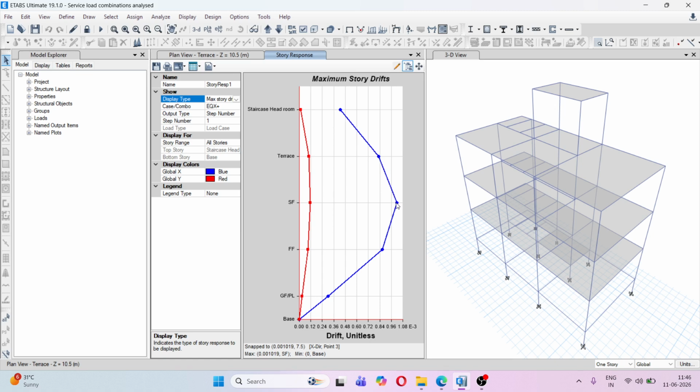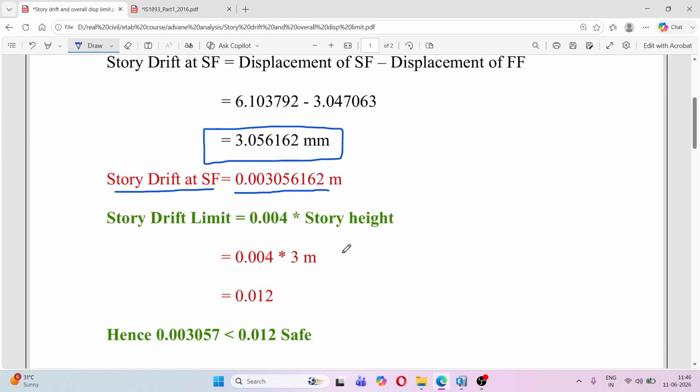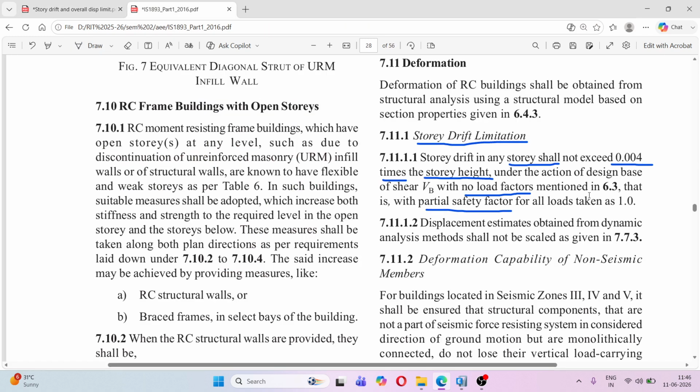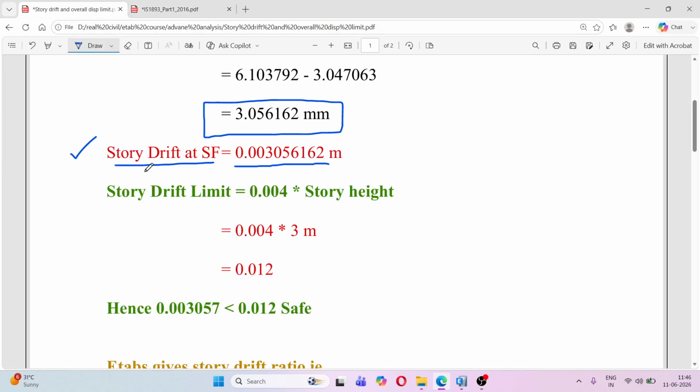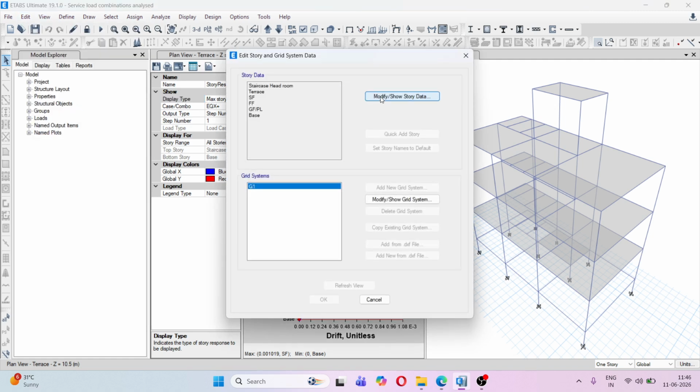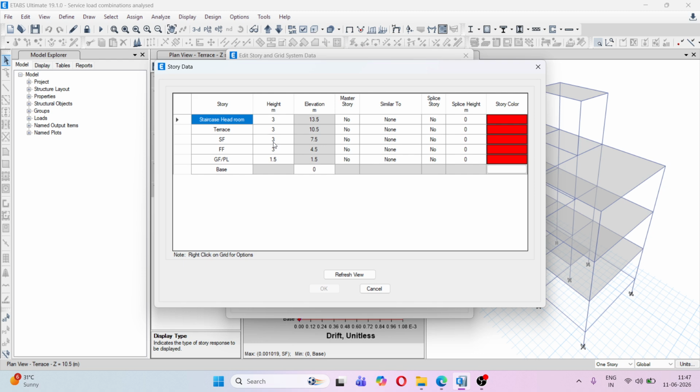So let me explain what this is. So we know the story drift at the second floor. As per IS code, here we have seen the story drift shall not exceed 0.004 times the story height. Okay, so let's calculate the limit, story drift limit. So 0.004 times story height. So the story height is 3 meter. You can check here also, edit stories and grid system, and here you can check the height.